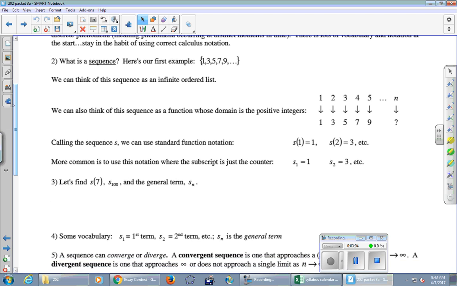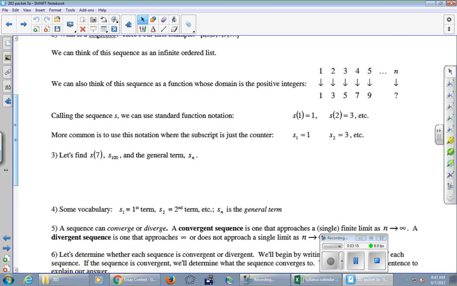What is a sequence? Here's our first example, 1, 3, 5, 7, 9, etc. That is a sequence. It is just an infinite ordered list, right? Infinite ordered list, that's all. We could also think of the sequence as being a function whose domain is the positive integers. So here's our sequence down here, 1, 3, 5, 7, 9, etc. Here are the positive integers, 1, 2, 3, 4, 5, 6. And we can just say that 1 gets mapped to 1, and 2 gets mapped to 3, and 3 gets mapped to 5, and it's just a function.